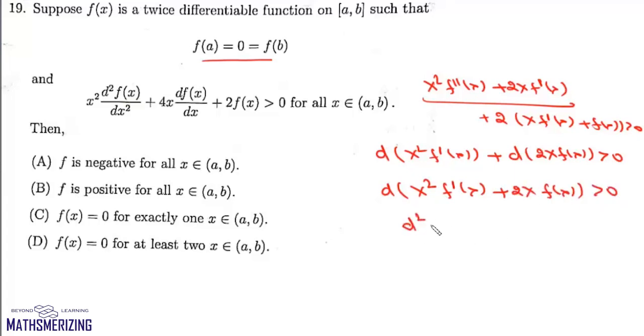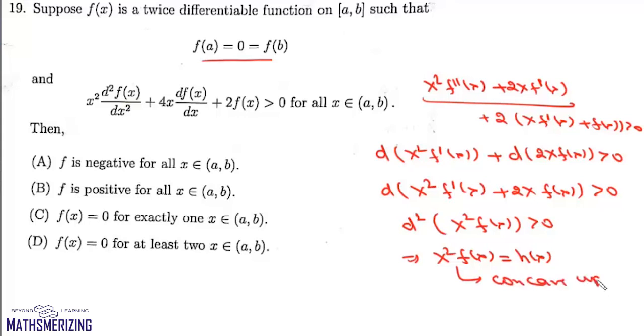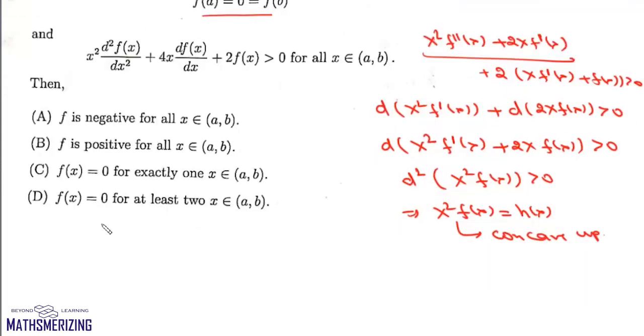Now we can also write this as d square by dx square of x square f(x) is greater than 0. That means the function x square f(x), which is say h(x), is a concave up function. Now if we find h(a), it will be a square into f(a), which is 0, and h(b), which is b square into f(b), will also be 0.